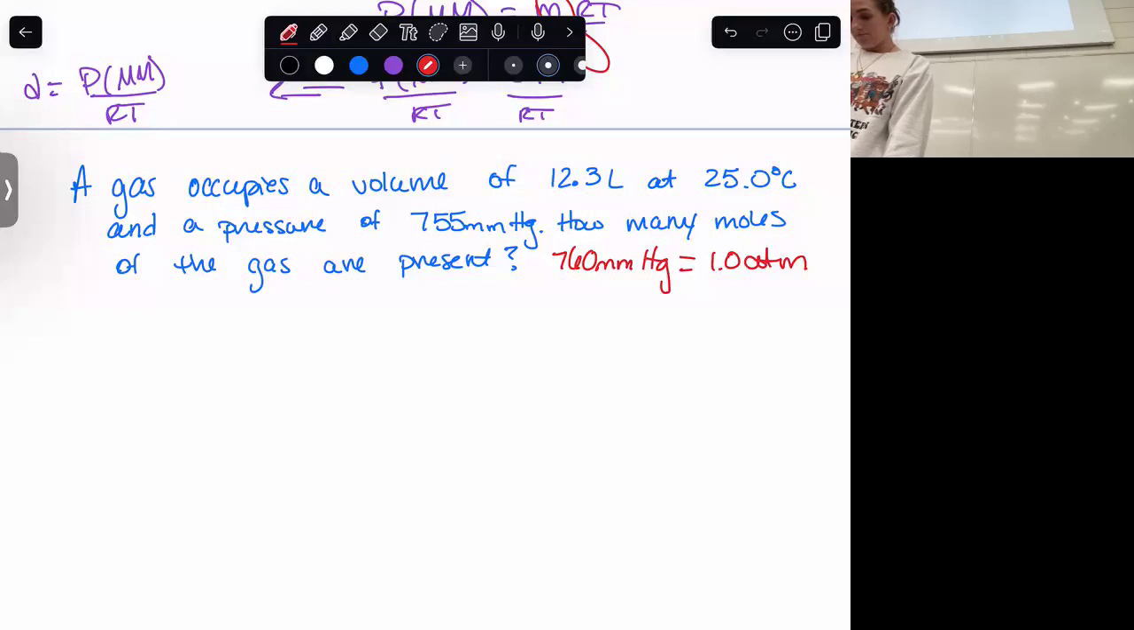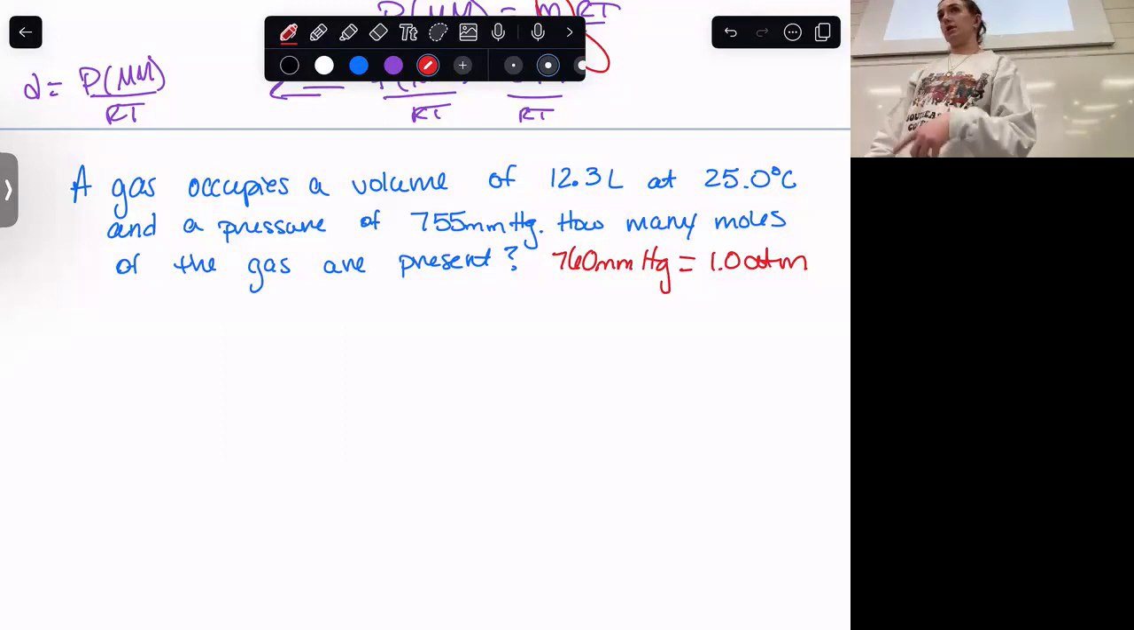For R, does the value ever change? For gases or in general? So there's two versions of R. There's the 0.08206 that we use for gas laws. And then there is 8.314, but that's in joules per mole Kelvin. So that's an energy unit. So you'll use that more in thermodynamics.